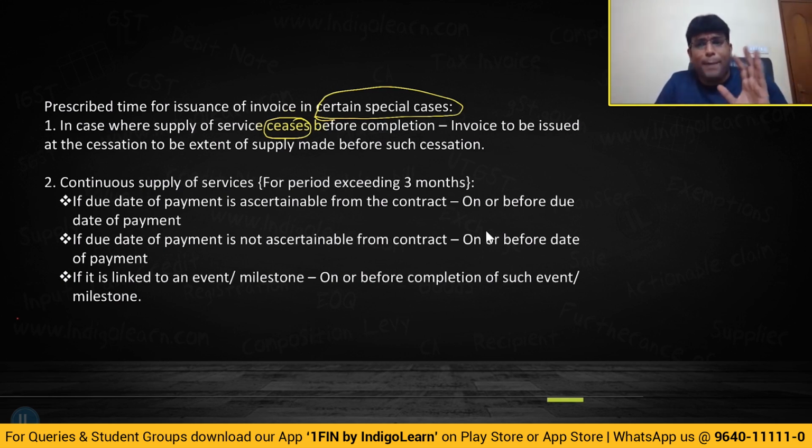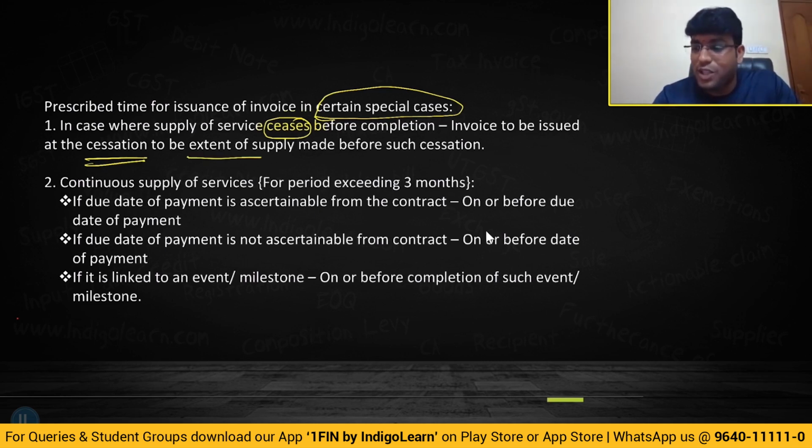He has done a part of the painting, but after seeing that painting, I could not digest it. Horrible work has been done. So I told him, my dear friend, please stop the work and get out. But before stopping, some work has been done. So to the extent of that work done, we'll issue an invoice. See that word: in case where supply of service ceases before completion, the invoice is to be issued at the time of cessation.